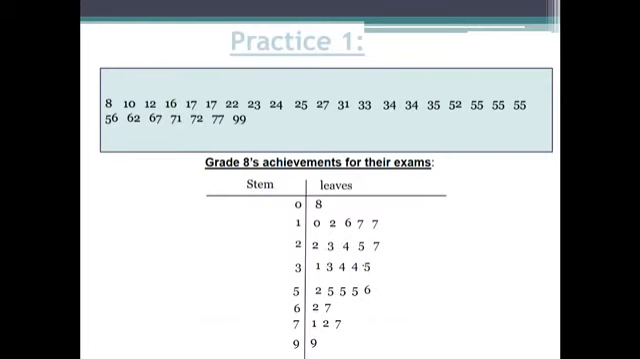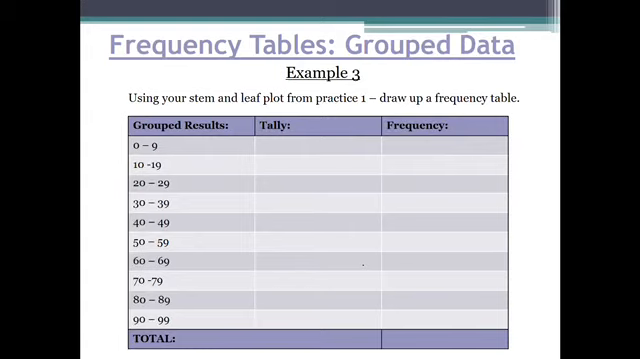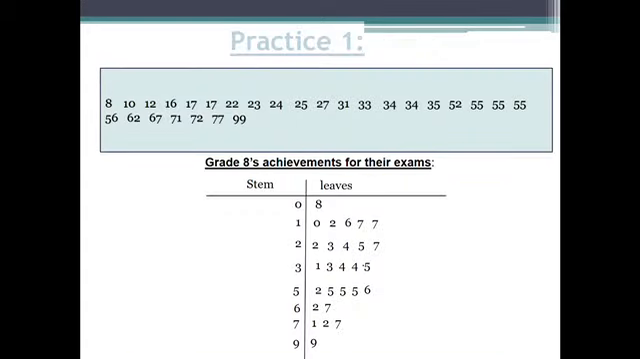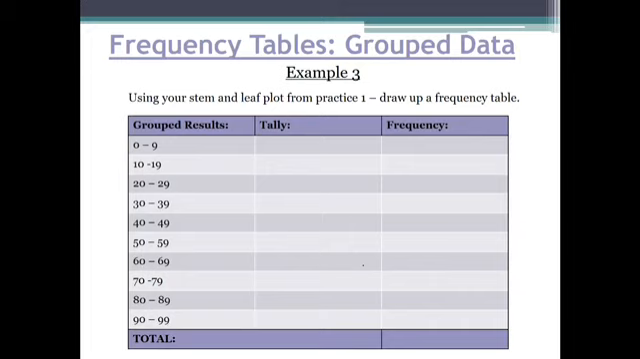Okay, let's put this into practice. So we're going to use our practice 1 from our stem and leaf in order to draw our frequency table. It is always easier to put your data in a stem and leaf form and then draw a frequency table. Okay. Now, you're not going to be given this frequency table in a test, so you need to know how to draw this firstly, and you also need to know how to group your data.